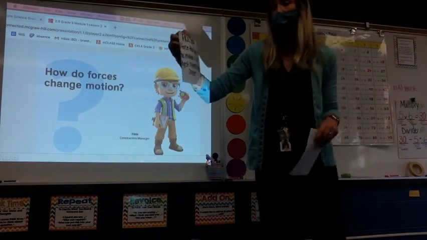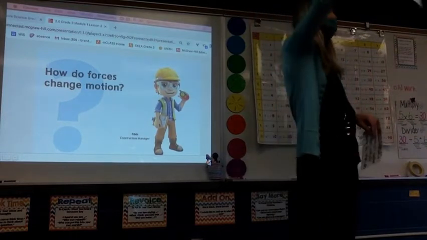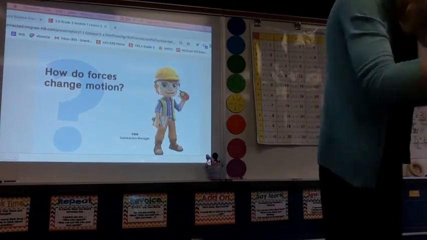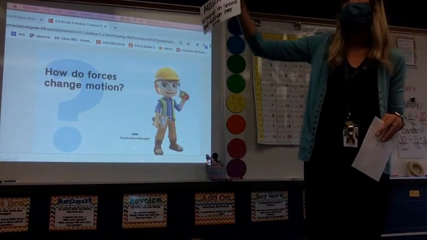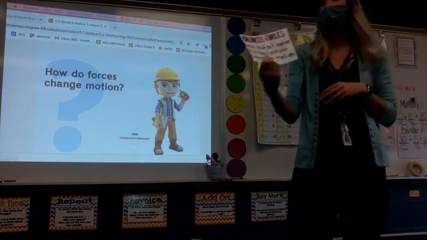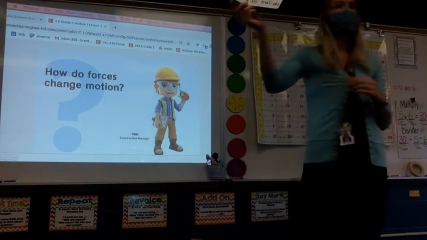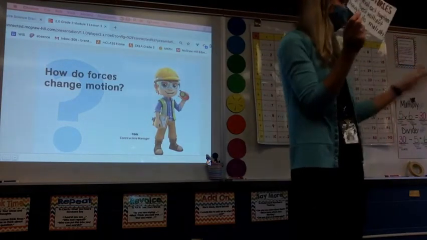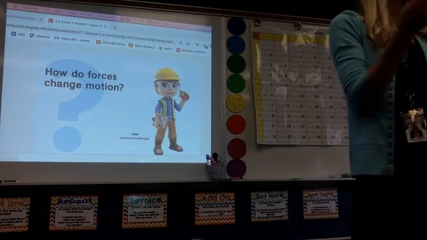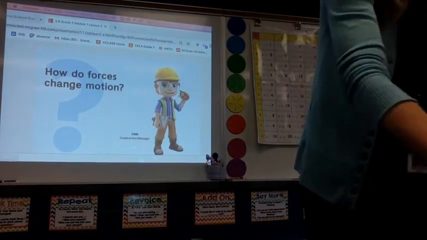We have friction. Friction is a force that opposes the motion of an object that is moving fast. So friction is a force that actually slows things down a little bit. We have accelerate. It's a change in speed or direction over time. And balanced force. Balanced forces are forces that act together on an object without changing its motion. Then we'll also look at unbalanced forces, where the motion is able to change because the forces are not balanced. We are going to get a lot more into those vocabulary words over the next few days.